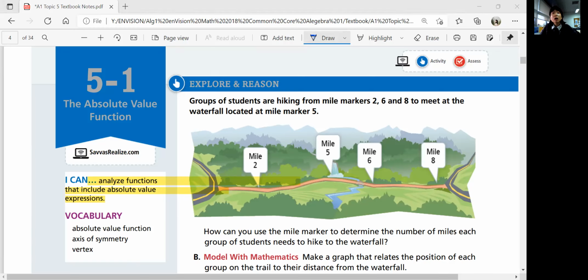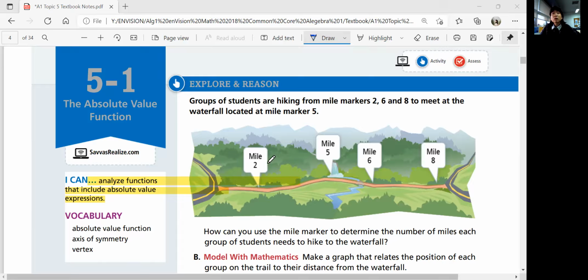A group of students are hiking from mile markers 2, 6, and 8 to meet at the waterfall located at mile marker 5. Do you know what mile markers are? Have you ever been hiking? If you go hiking, you have a hiking trail and you might have seen those stones or a wooden frame where they tell you how many kilometers or how many miles. Those are the markers. They let you know the distance you traveled if you have started from the beginning, the 0 mile mark.